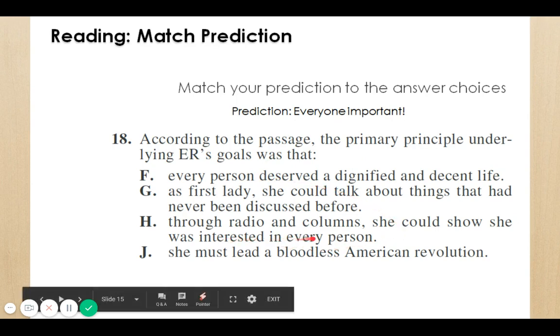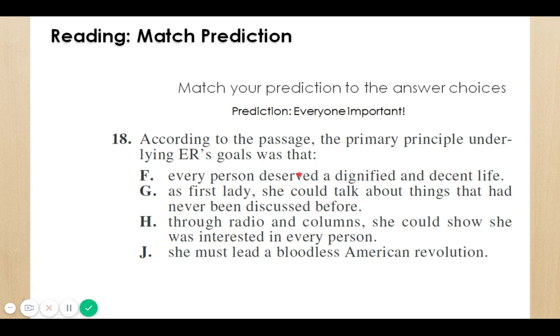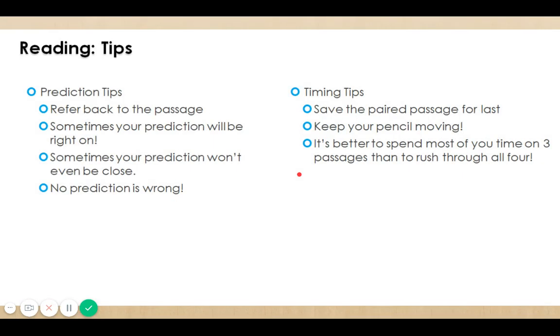H says she was interested in every person, and it was more that she thought everyone was important, which was everyone needed to have a dignified life. So F is the right answer.